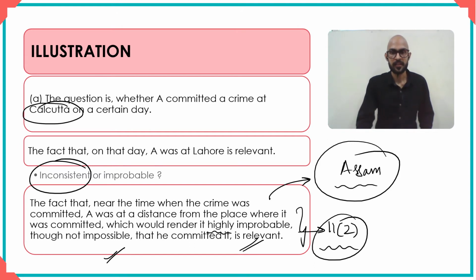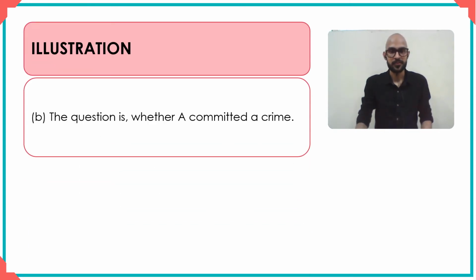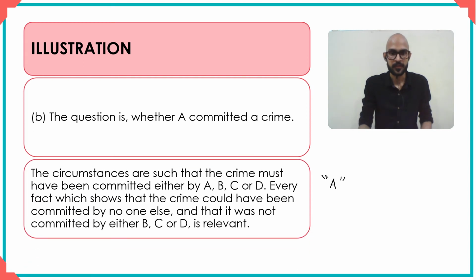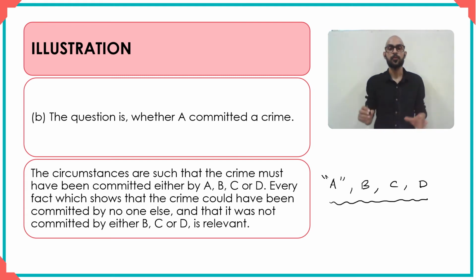Okay, let's look at the second illustration to section 11. The illustration B is quite interesting. So the question is whether A committed a certain crime. Okay, this is the fact in issue, of course. Now, let's look at it a little further. The circumstances are such that the crime must have been committed by either A, B, C, or D, right? So it is known that one of these four has committed the crime, and now the fact in issue is whether A has committed the crime or not, right? So this is the question before the court.